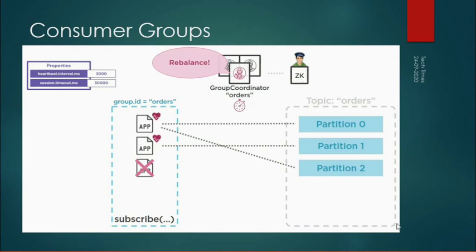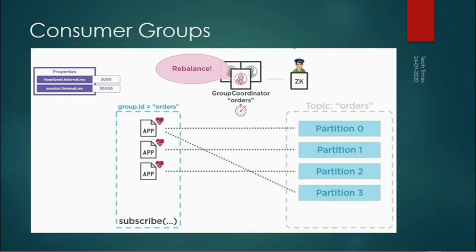Now what if we add one more partition to this topic orders? In that case, we have an additional partition in the topic, but we have the same number of consumers in the consumer group. The additional partition which is added will get assigned to one of the consumers so that rebalancing will occur. Now one consumer has two partitions and the other two consumers have single partitions.